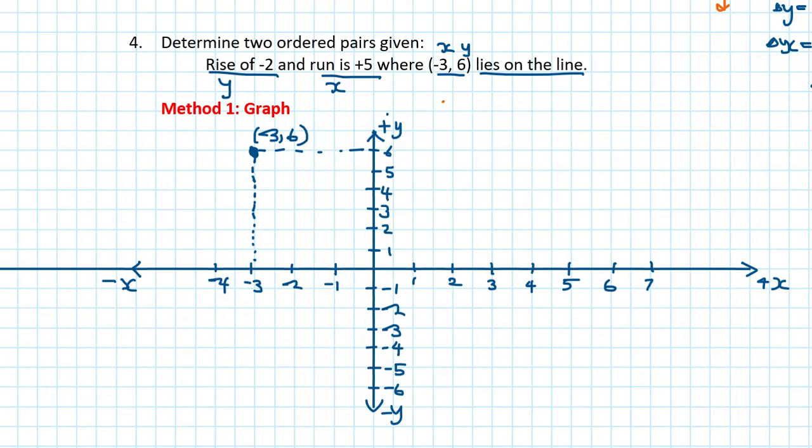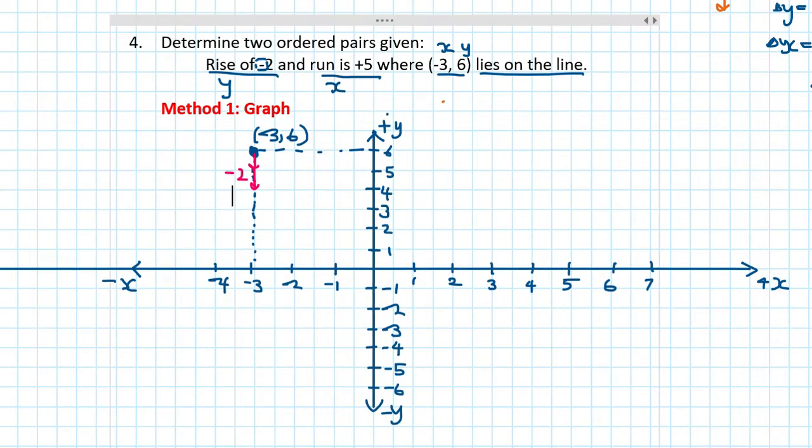Once we're able to locate that point on the line, all we have to do is follow our direction. We go 2 steps down for our rise, because negative 2 means I am going down 2 steps. We start here and go 1, 2, that is negative 2, and then we move 5 to the right, because positive on the x is moving from left to right.